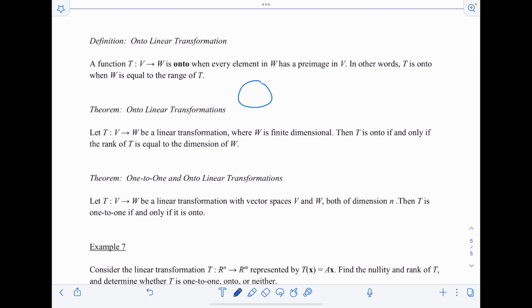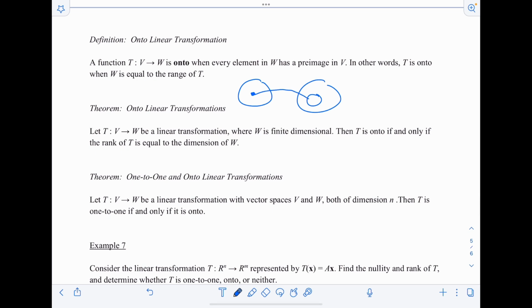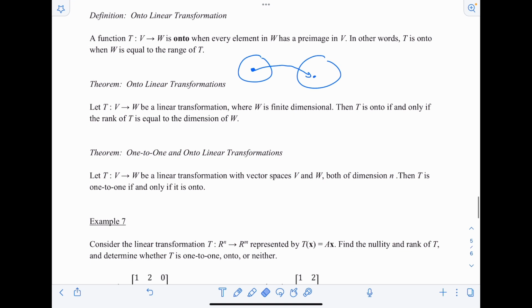So let's go back to that idea we were talking about before. In that case, we talked about having that subset where I pick a preimage in V, and it's going to map to an element in W, but it's in that subset, that range. In this case, what this is saying is there is no subset; every single element in W is mapped to. Every single element in W is an image of some vector in V. So in that case, we would say it's onto. And here it says that T is onto if and only if the rank of T is equal to the dimension of W.